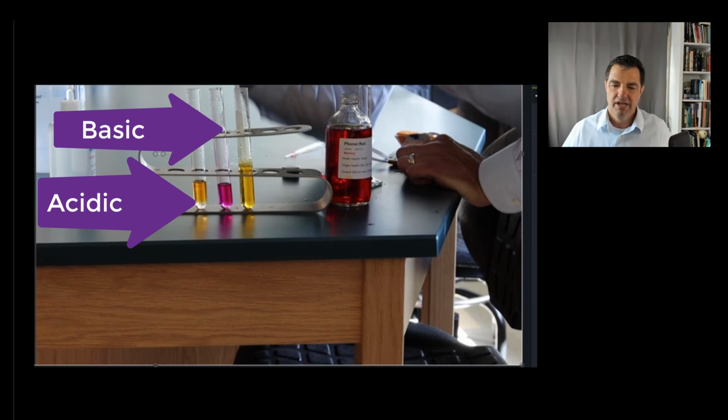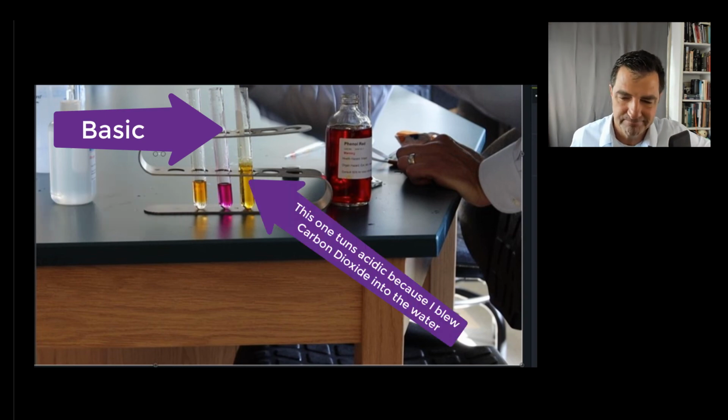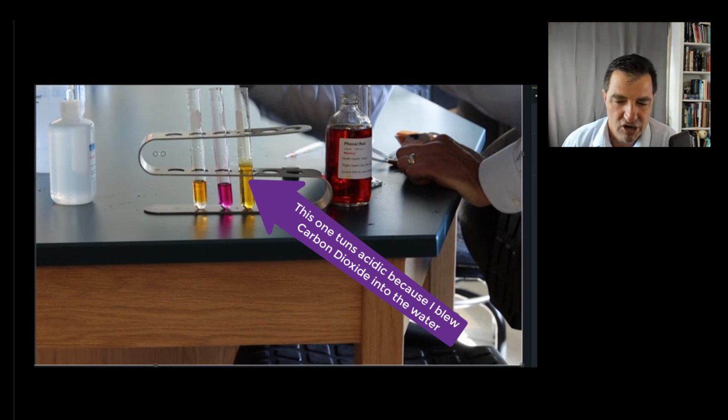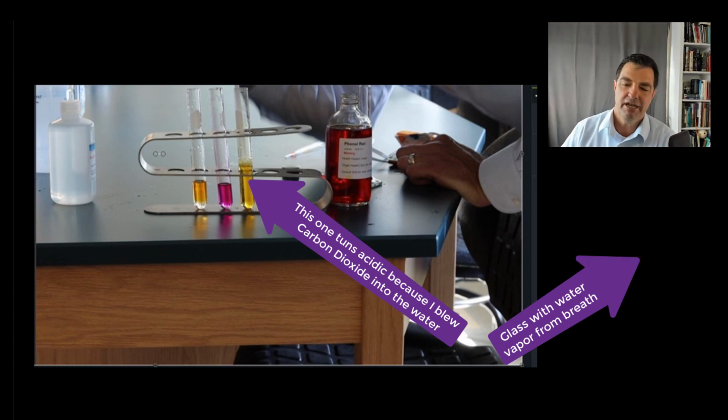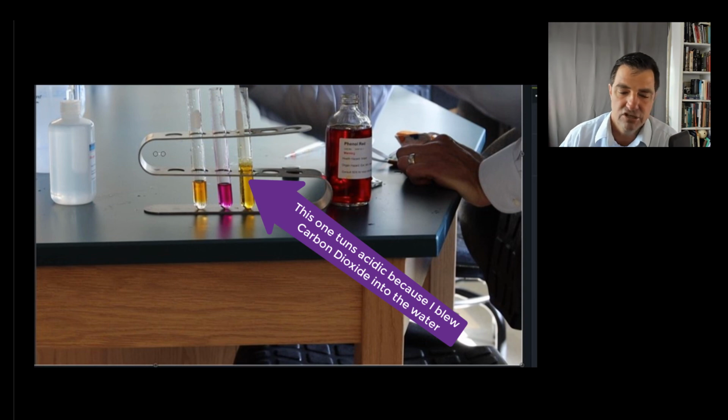That part's important. You'll also notice on this piece of glass that I'm going to breathe on here that another product comes out, which is water vapor. So two things are coming out of my breath, at least, that are significant. One is the water vapor on the glass that you can see, and the other is the carbon dioxide. And again, the carbon dioxide comes out and it interacts with the water, H2O, and it produces an acidic solution, which is why it turns yellow and looks like the acid.